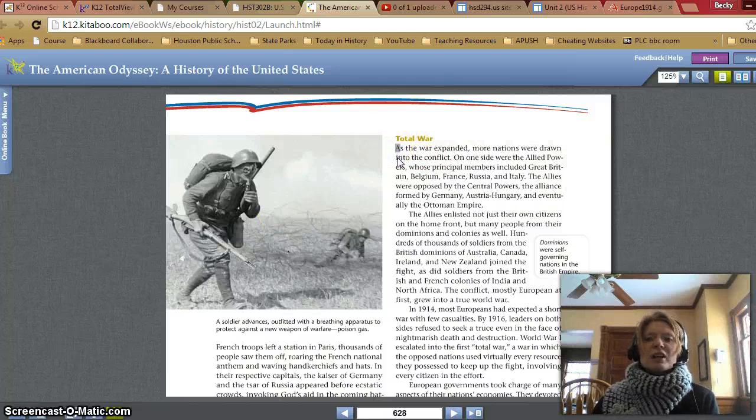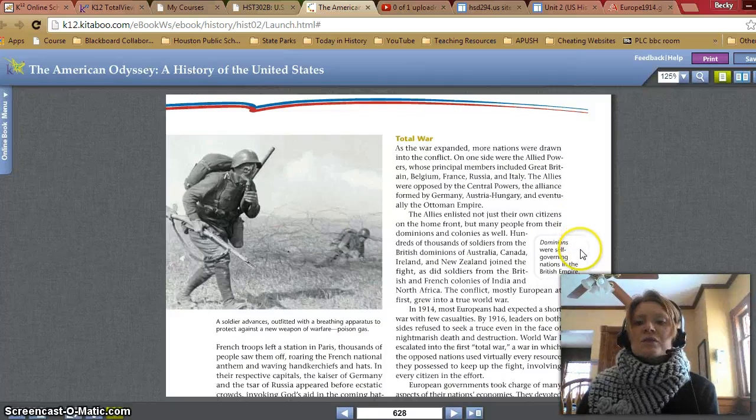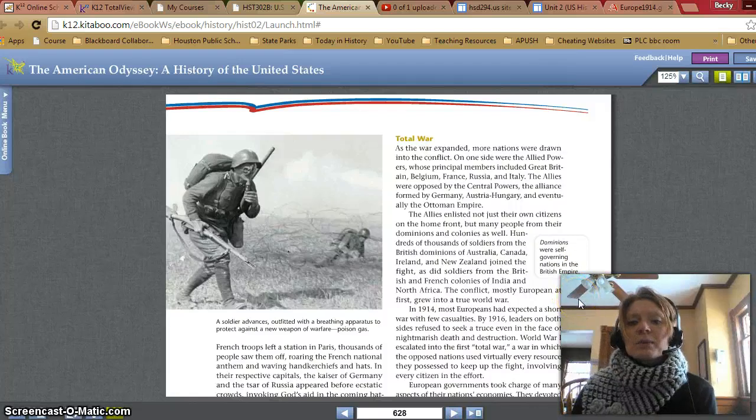As the war expanded, more nations were drawn into the conflict. On one side were the Allied powers, whose principal members included Great Britain, Belgium, France, Russia, and Italy. The Allies were opposed by the Central Powers, the alliance formed by Germany, Austria-Hungary, and eventually the Ottoman Empire. The Allies enlisted not just their own citizens on the home front, but many people from their dominions and colonies as well. Hundreds of thousands of soldiers from the British dominions of Australia, Canada, Ireland, and New Zealand joined the fight, as did soldiers from the British and French colonies of India and North Africa. The conflict, mostly European at first, grew into a true world war.